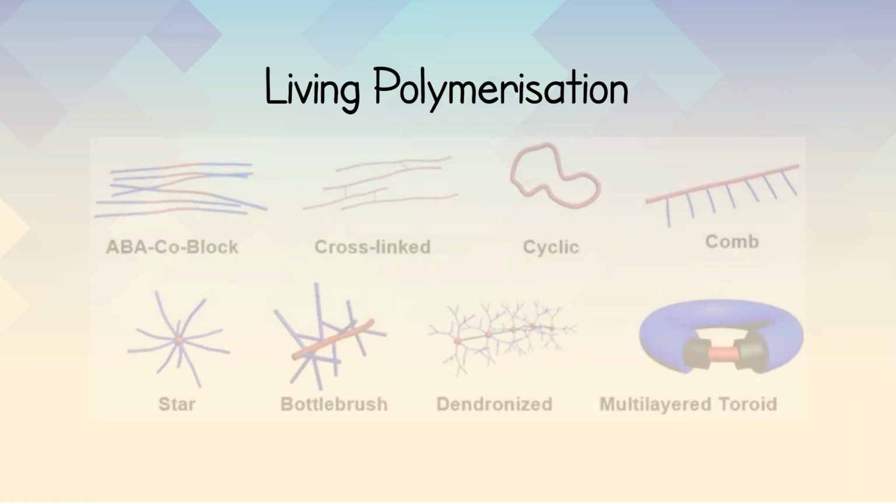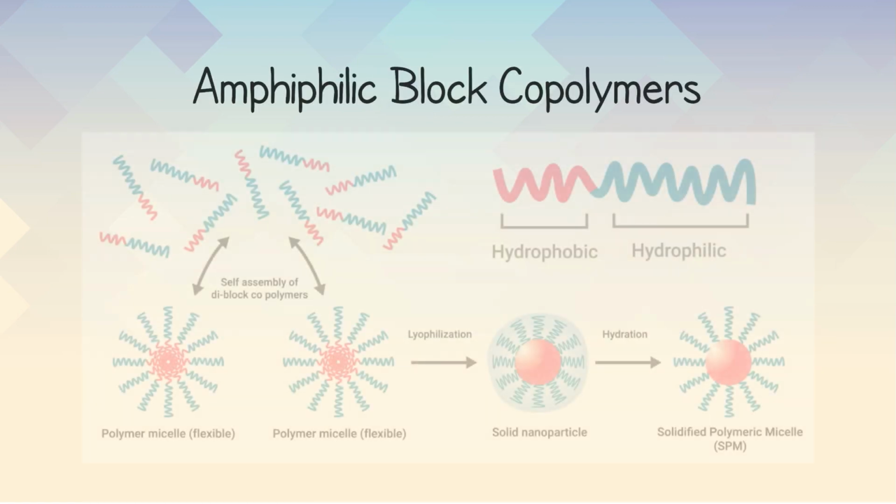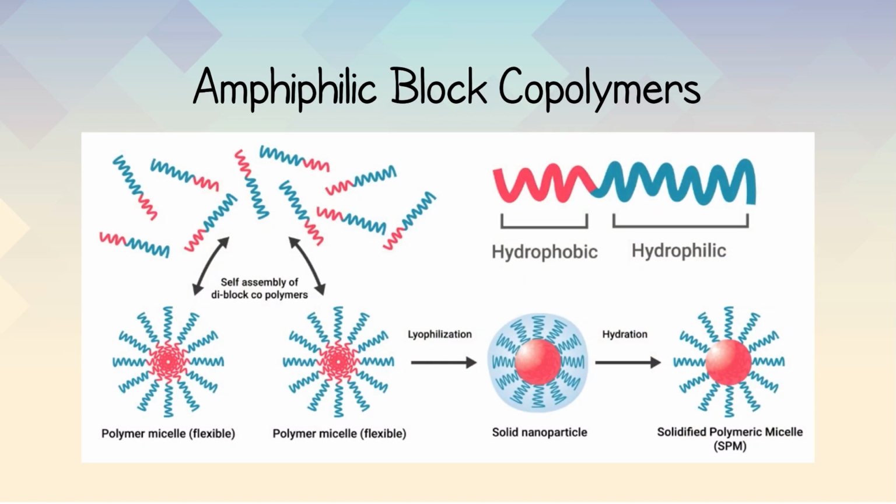Living polymerization can be used to achieve a high degree of control over polymer chain architecture. It can be used to synthesize a large range of polymer types, including block copolymers, comb-shaped polymers, multi-armed polymers, ladder polymers, and cyclic polymers. But how does this have any relevance to nanomedicine and drug delivery? Well, it turns out that amphiphilic block copolymers could actually be used in very effective drug delivery systems.